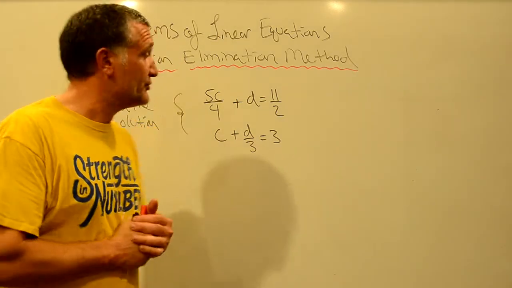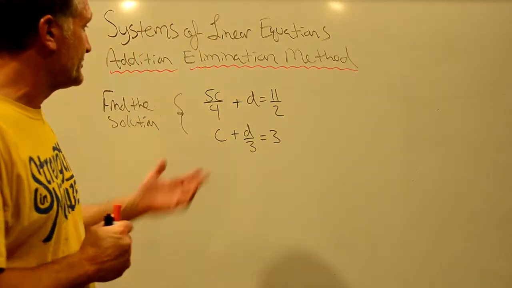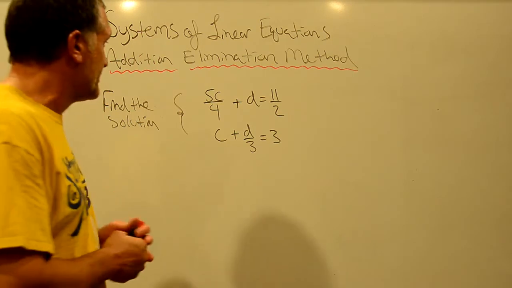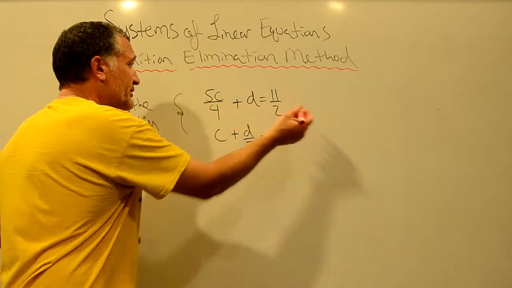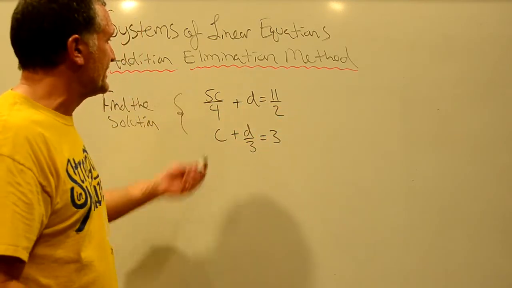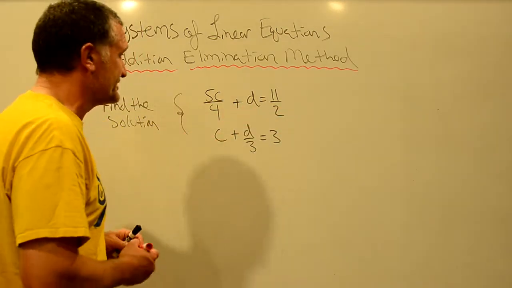So, how did you do? What's our objective? Our objective is to put both equations in standard form. Okay, well, top equation, put it in standard form, no problem. I see 1, 2, 3 terms. What do I notice? I notice a 4, a 1, and a 2 for denominators. What's the LCM? It'll be 4.